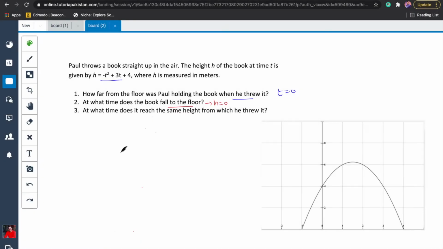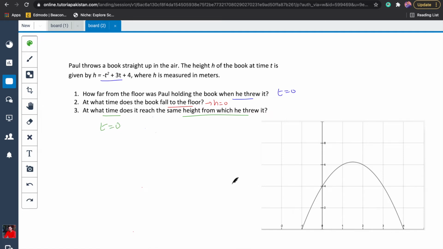Let's look at the third part, and for that I've already drawn the graph for you. At what time does it reach the same height from which he threw it? This is an interesting question and it involves multiple steps. So if you look at the graph, this is what the graph looks like. So the question is asking at what time, so it means our answer basically lies on the x-axis. Does it reach the same height from which he threw it? So what was the height when he threw the book? That's the first thing. That is t equals 0.